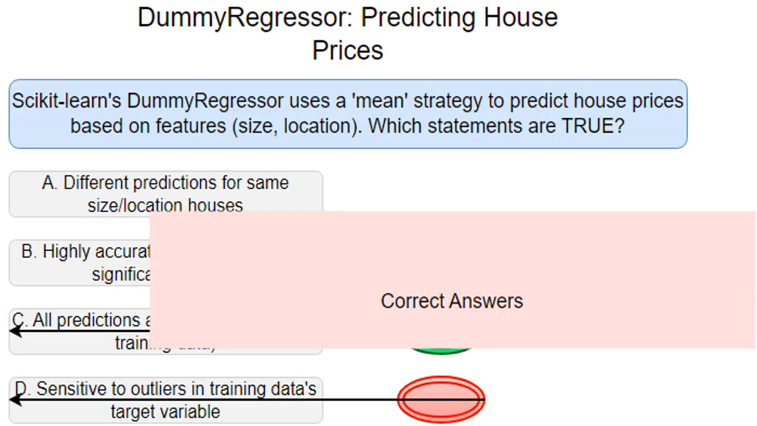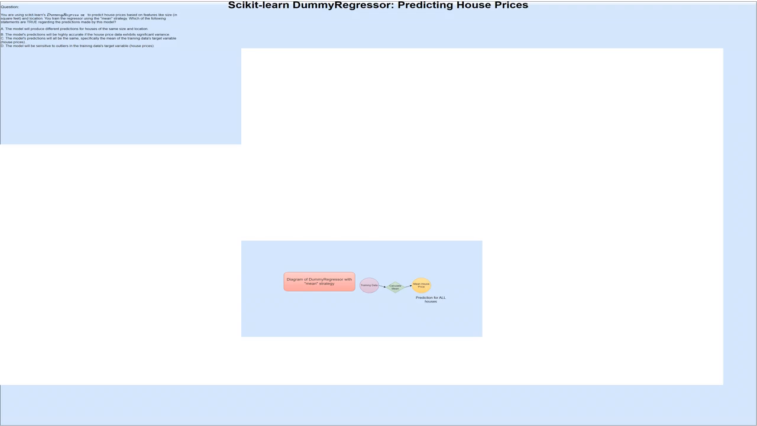The correct answers are C and D, confirming that the mean strategy in DummyRegressor gives the same prediction for every instance, the mean of the training data, and is sensitive to outliers in the training data because the mean is directly affected by them. I'm using Sklearn's DummyRegressor to model house prices. It's a simple model, perfect for a baseline comparison.